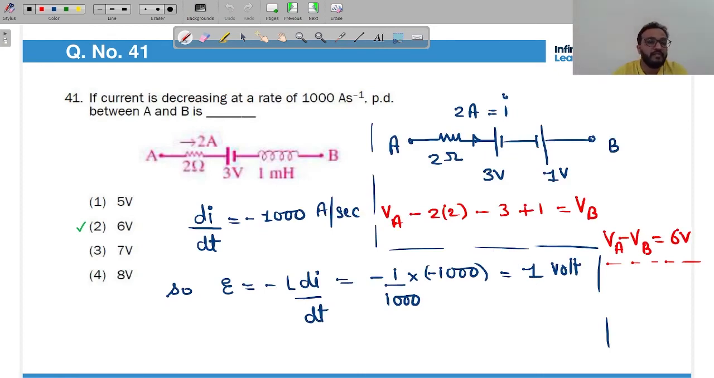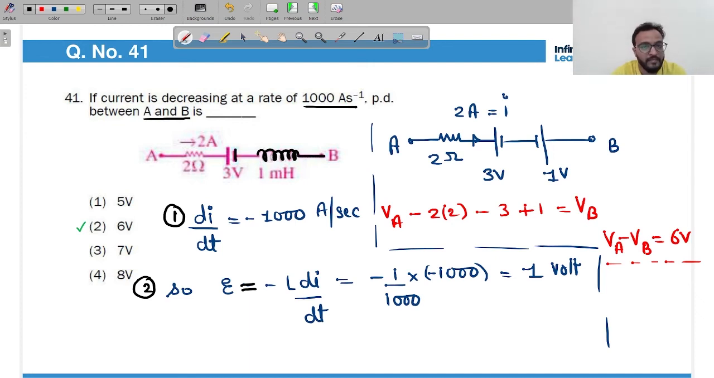Got it? Now, if the current is decreasing at a rate of 1000 ampere per second. Now here they are saying that current is reducing at this rate. Find the potential difference between A and B. So step number 1. dI by dt is minus 1000 ampere per second. Step number 2. EMF is minus L dI by dt through an inductor. We are talking about this inductor first.